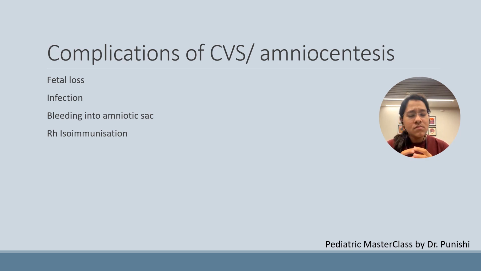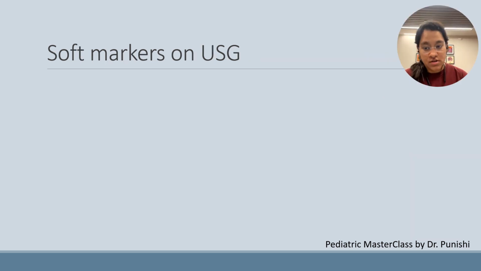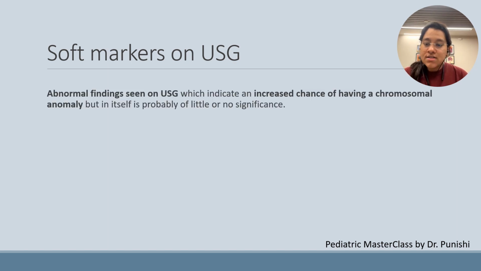One little, interesting topic that I would like to stress on is soft markers on ultrasound. So what do I mean when I say soft markers? Soft markers are basically abnormal findings that you see on the ultrasound, which indicate an increased risk of having a chromosomal anomaly, but in itself have very little significance.